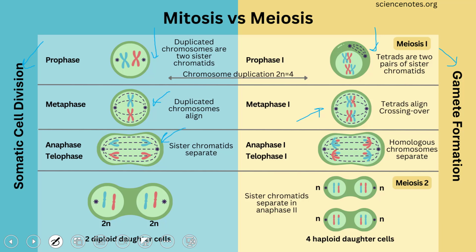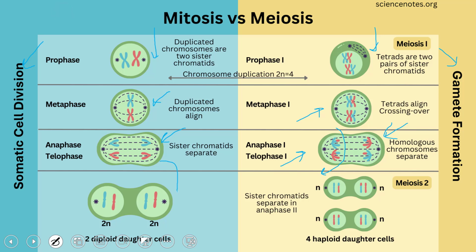During anaphase, sister chromatids of a chromosome which had duplicated in the interphase are moving apart, whereas during anaphase 1 of meiosis, the homologous pairs are moving apart towards the poles, so that only one of the chromosomes of a pair gets into the daughter cell.